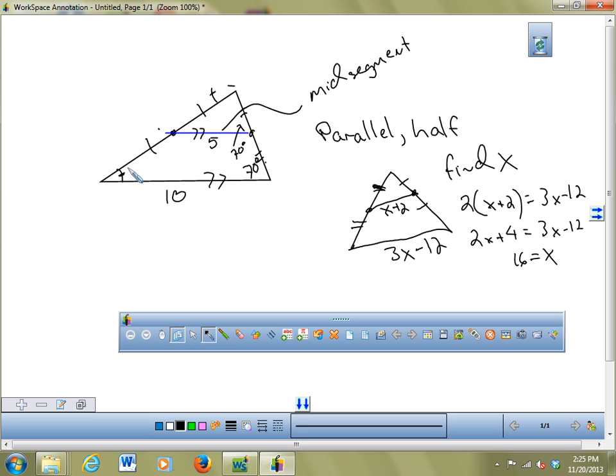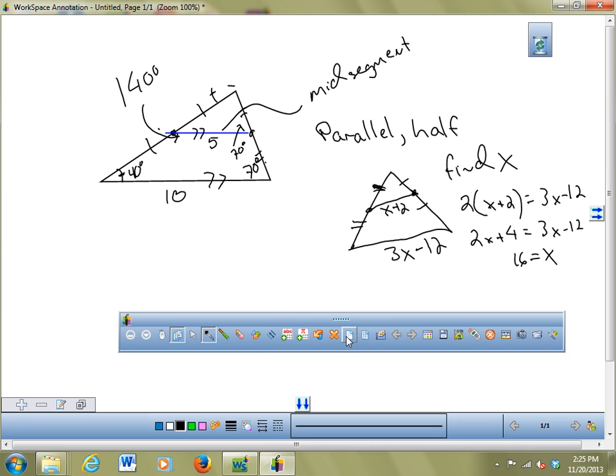And also you can find out these angles. If this angle is, oh, I don't know, maybe 40 degrees, what would this angle up here have to be? 140 degrees, and so on. So that's the triangle mid-segment conjecture.